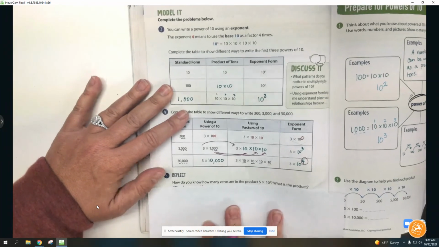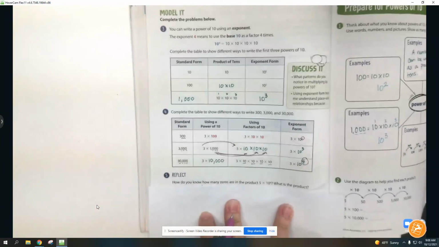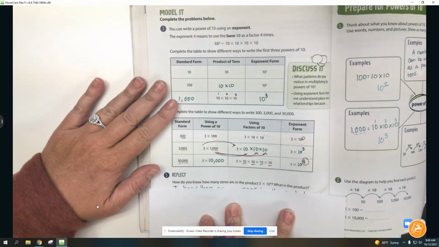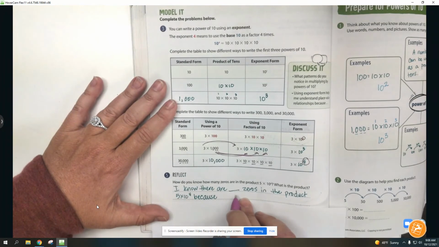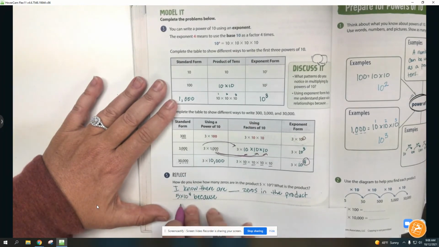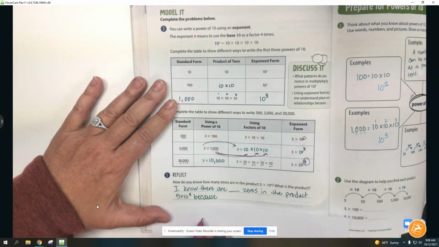Now, how do you know how many zeros are in the product 5 times 10 to the fourth power? What is the product? So you're going to say, I know there are blank zeros in the product 5 times 10 to the fourth power because. So I want you to tell me how many zeros are going to be in 5 times 10 to the fourth power, and then I want you to tell me why.